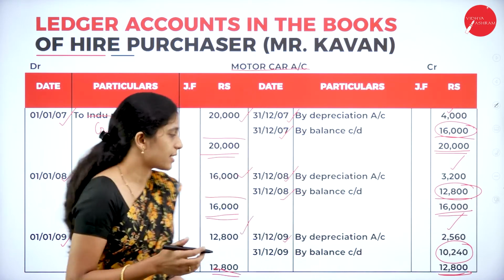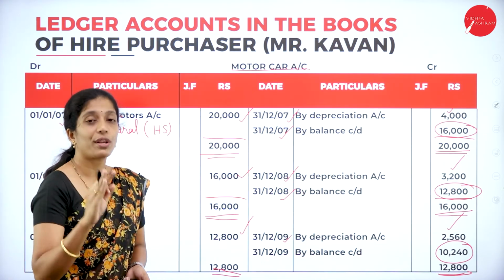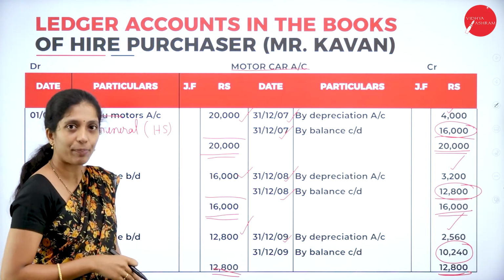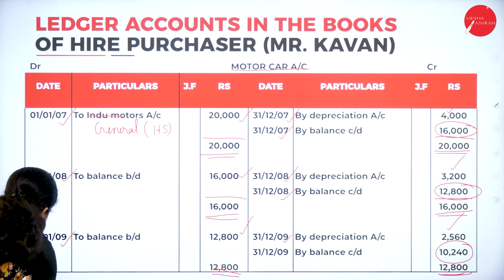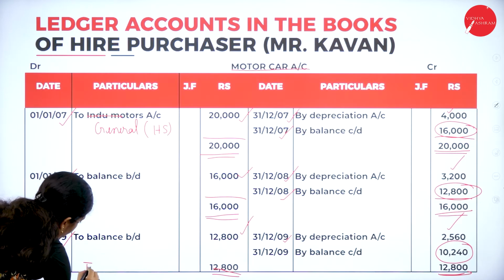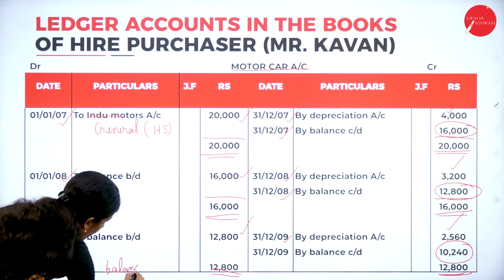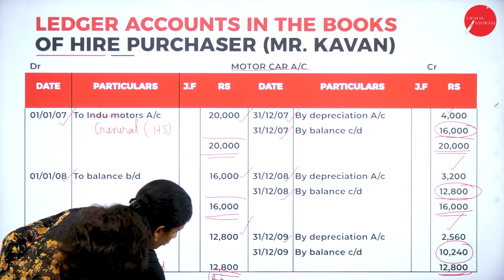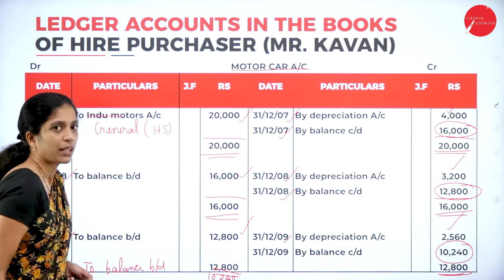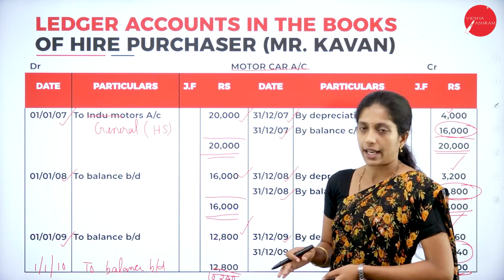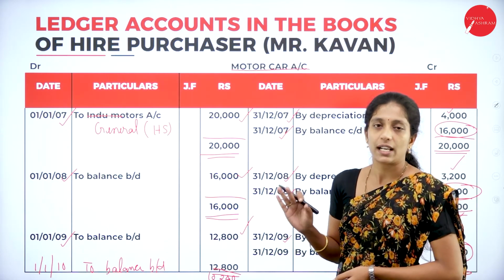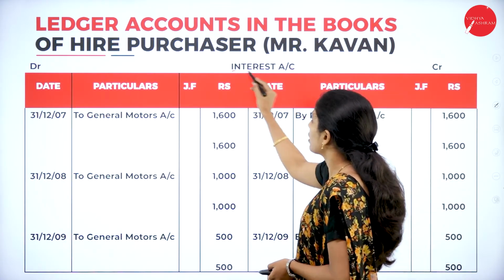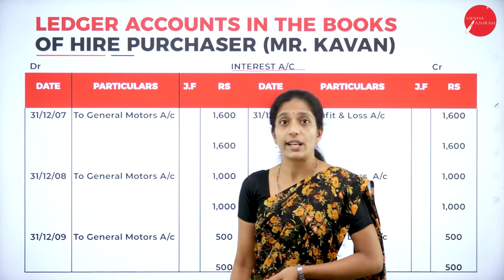So how to write? They have asked us to prepare the ledger account only for the 3 years. If it were the fourth year, then that balance would continue and we would calculate the depreciation for the fourth year also. Now we have to bring down that balance. That is 1/1/10 to balance brought down. What is the amount you have to bring down? It is 10,240. This is for next year. Now we will wind up this motor car account. You have to bring down the balance and we shall wind up, because we are asked to prepare ledger accounts only for the 3 years. Now come to the interest account. Your third entry is for interest due, right?